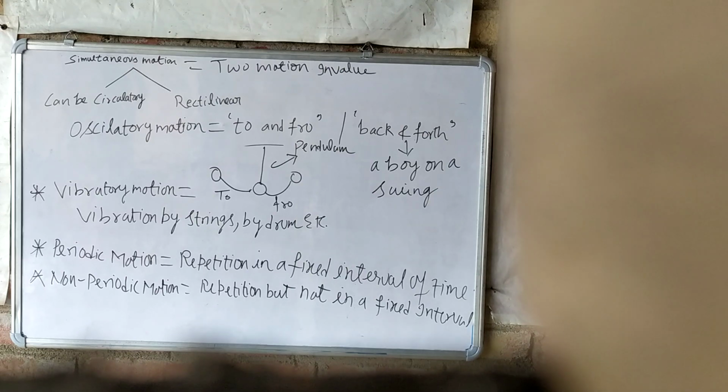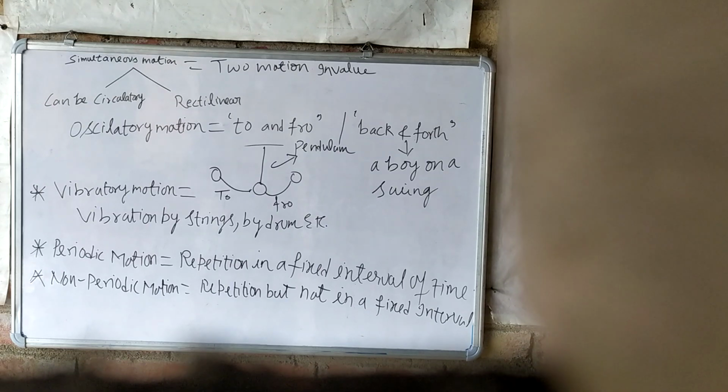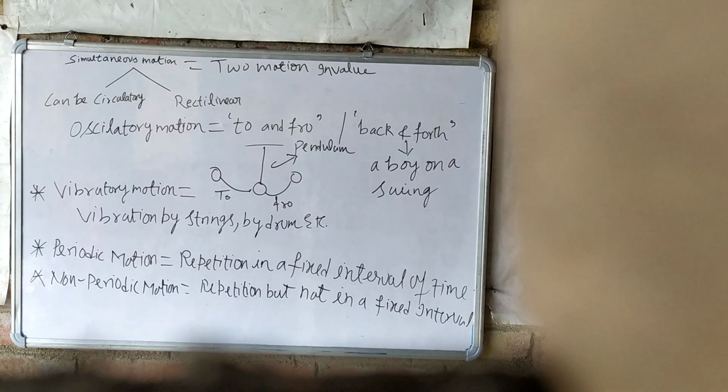going inside. So when it is going inside, that means it is doing rectilinear motion, and when the mouth is rotating, we can say that a circulatory motion is also happening over there. That means simultaneous motion is those types of motion in which two types of motion are involved, circulatory, rectilinear, any kind of motion. Then we say that the motion is a simultaneous motion.